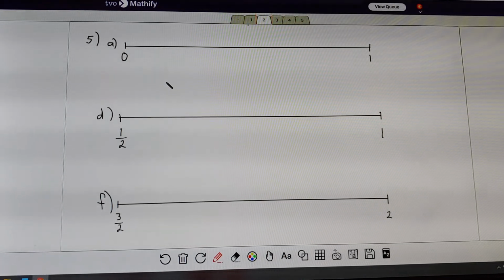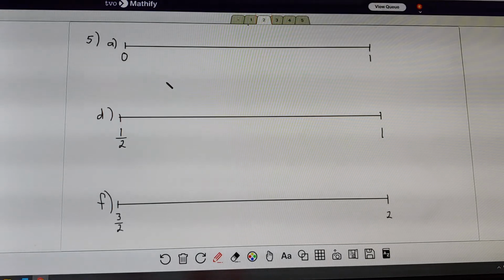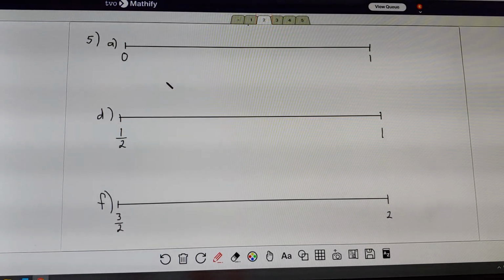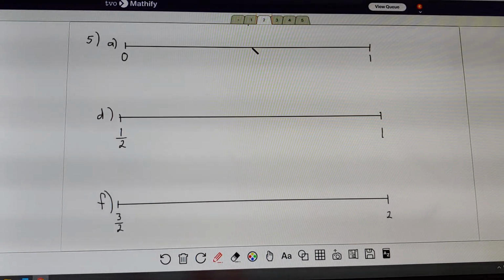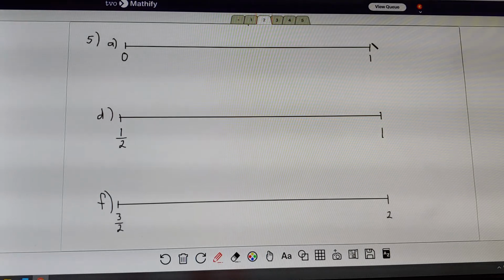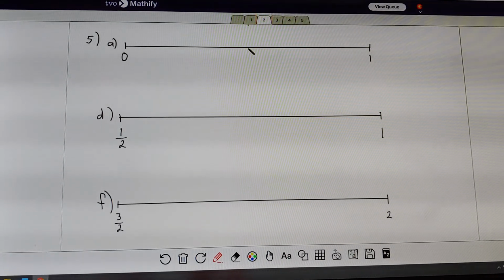Okay, so 5 asks for you to find a fraction that is halfway between each pair of numbers. So the first pair of numbers is 0 and 1. I've drawn a number line, so this represents 0 and that represents 1. And we say, okay, I need something in the middle. Well, right now, there's nothing in the middle. There's no spots where I can land. My first spot that I can land is at 0. The next spot I can land is at 1. So I need more pieces. So if this is one whole piece, then I need somewhere in the middle.